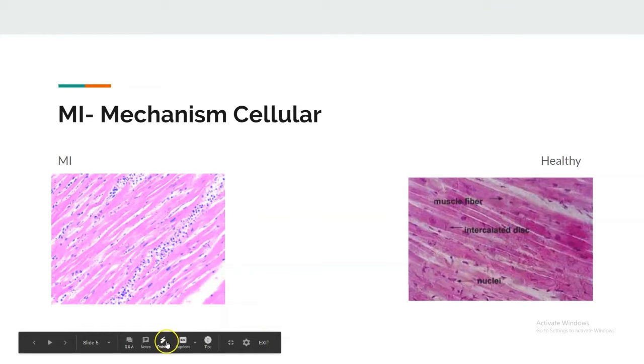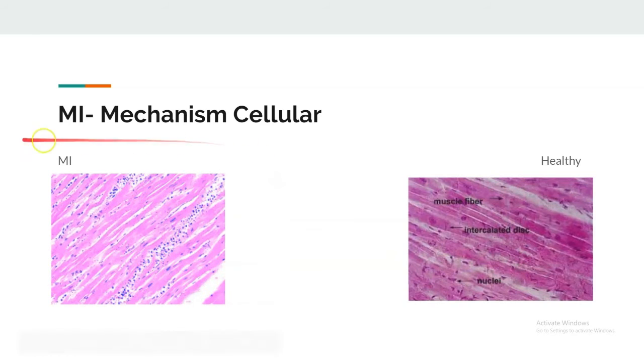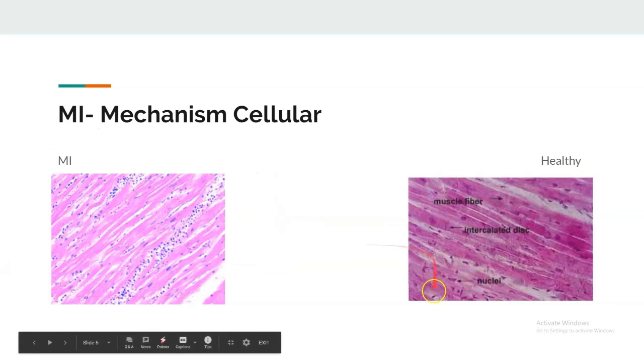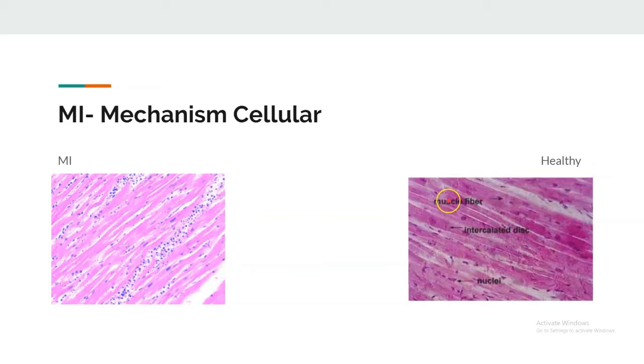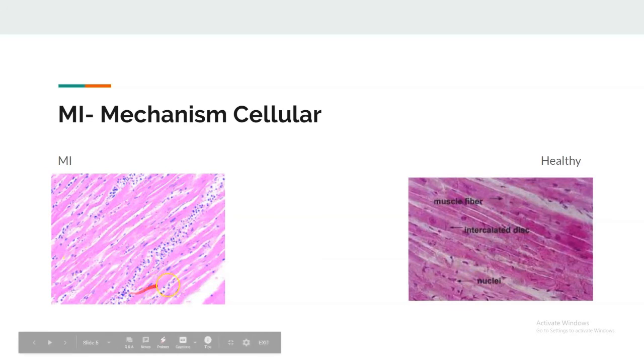So as we continue, over here on the left we see that we have histology of MI tissue, and over here on the right we have normal healthy heart tissue. Now there's one key point that I want to make about the difference between these two slides. The first being that on this slide here we see something called an intercalated disc. And over here on this slide we don't see any of those intercalated discs.